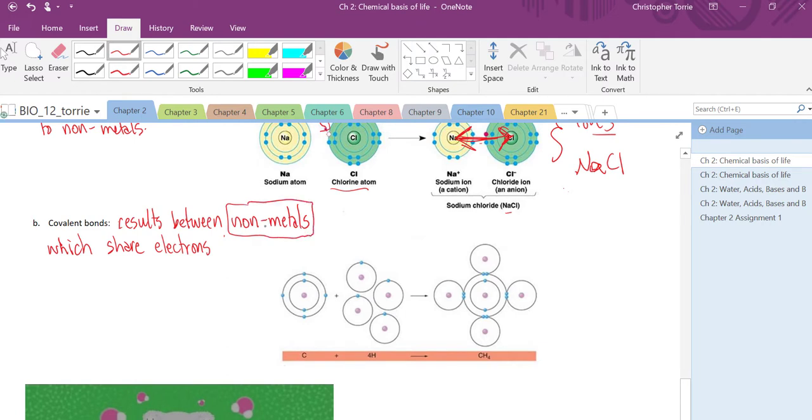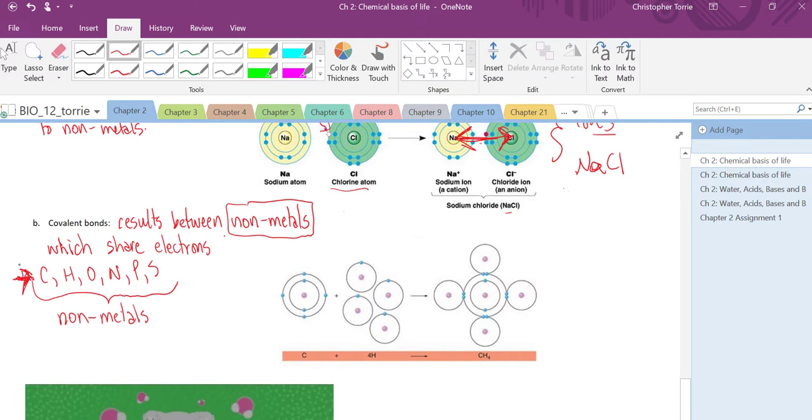Remember our most essential elements of all biological molecules? Remember those carbon, hydrogen, oxygen, nitrogen, phosphorus, sulfur? These guys are all non-metals. So guess what? All of our biological molecules that form are made up predominantly of covalent bonds. Carbohydrates are formed by covalent bonds, proteins, lipids, right? Because they all contain these elements, which are all non-metals, they all tend to share their electrons.